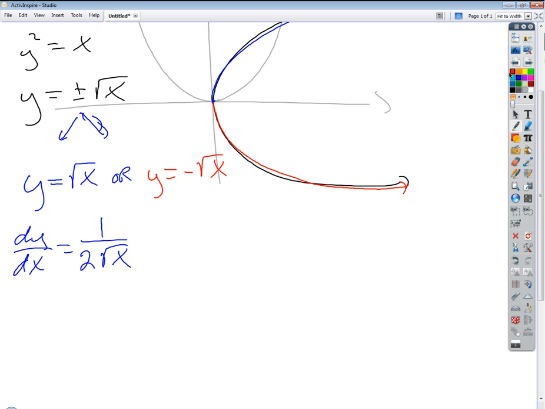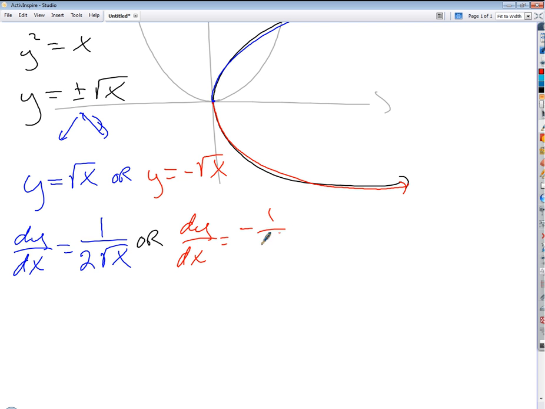What about the other part of this? Well, the only difference is I'm just going to have a minus sign, right? So I'm going to write that as dy dx equals minus 1/2 times the square root of x, right? Does that make sense? Because the minus one is out front, and then I've just got a 1/2 x to the minus 1/2.